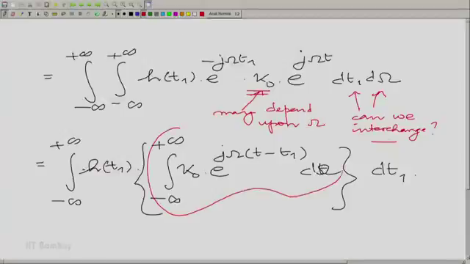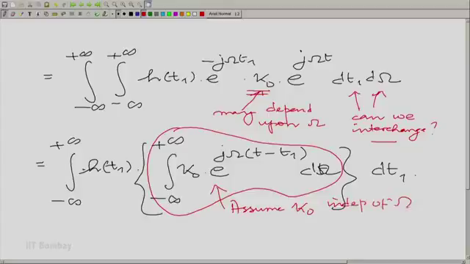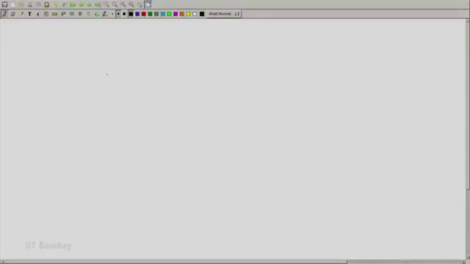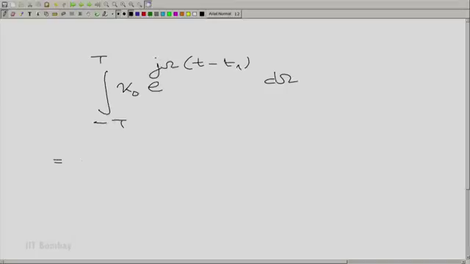So, let us observe. Let us look at this particular inner integral here. What we will do here is assume kappa 0 is independent of omega and then evaluate this integral. Evaluate, but by limits. Let us see. So, let us start with evaluating the integral from minus T to T of kappa 0 e raised to the power j omega (t minus t1) d omega. And remember, kappa 0 is a constant, so I can pull it out.